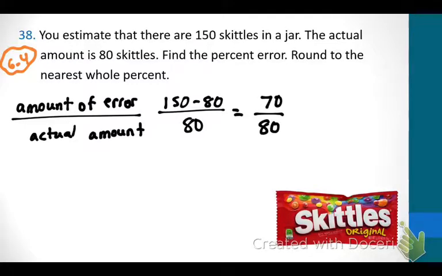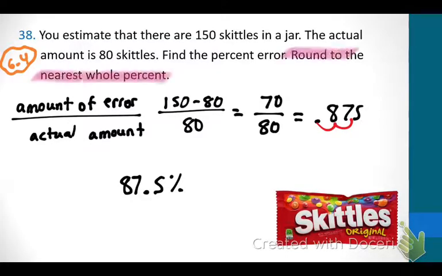Guys, what's 70 divided by 80? 0.875. What should I do with that decimal point? Move it to the right 2 times. So now I have 87.5, but what are my units? Percent. Is that my final answer? No, why not? You have to round to the nearest whole number. Always look back at what the instructions say. It says round to the nearest whole percent. So guys, what's the answer? 88%. 88% is correct.